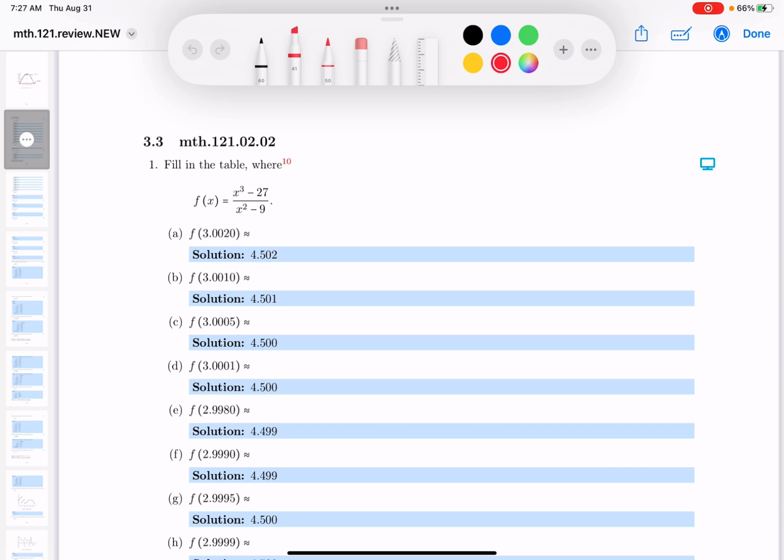But I do want to say to you, if you look at these numbers over here, this is what x is. If you look at this sequence of numbers over here, I hope you realize that this is getting close to 3 from the right side. All right? So if you look at those numbers, we're looking at the number 3, and these numbers here, like 3.0020, 3.010, they're getting closer and closer to 3. And we say this is from the right side.